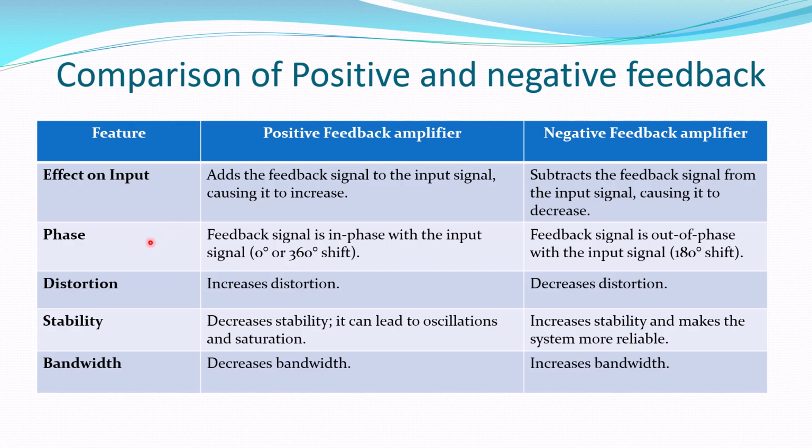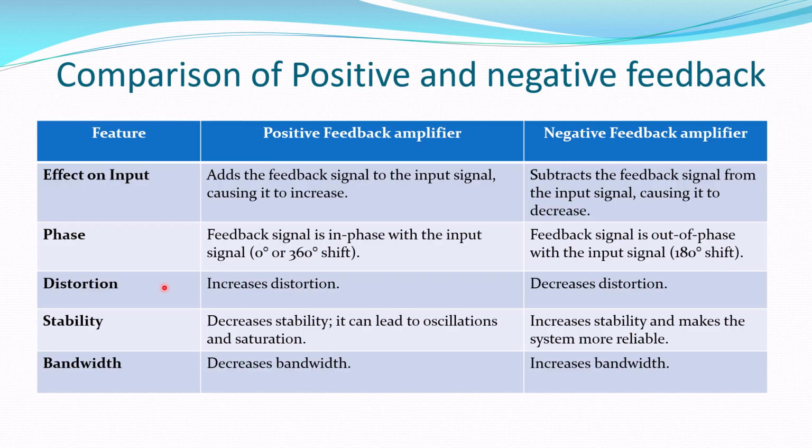In the positive feedback amplifier, either a 0 degree or 360 degree phase shift is introduced at the output. In the negative feedback amplifier, the output signal is in the opposite phase to the input signal, that is, a 180-degree phase shift is introduced.